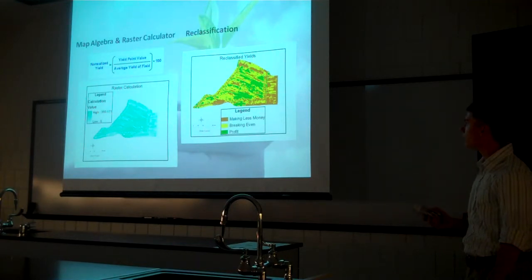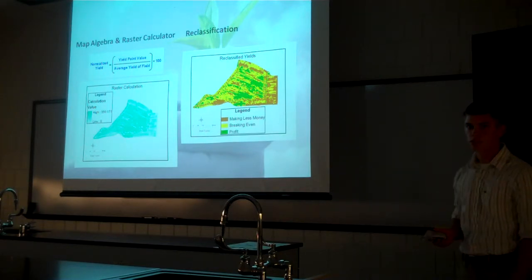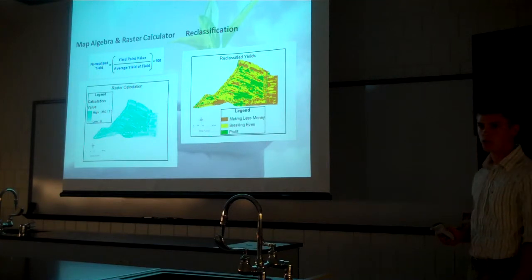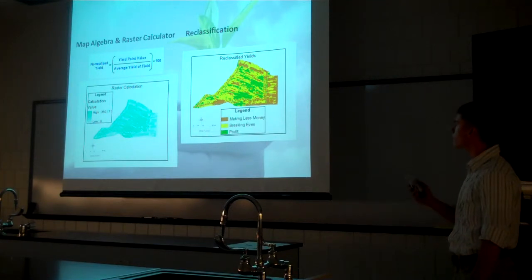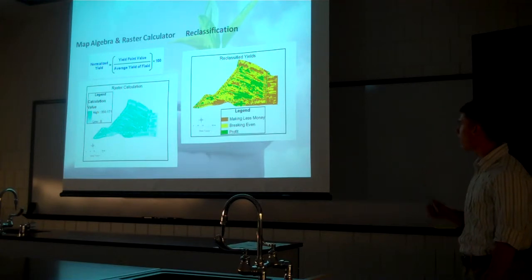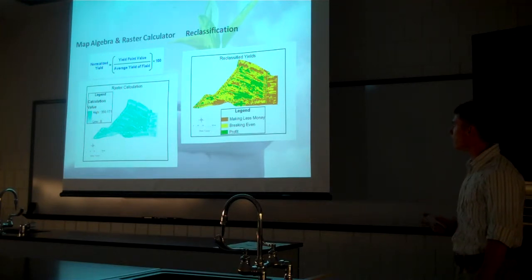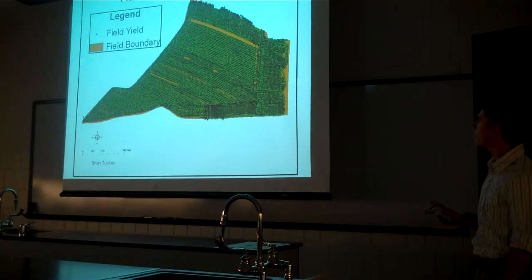I used map algebra, there's my equation. I took my yield points, divided by the average yield of the field, which is about 116 bushels per acre, and then multiplied that by 100. And then I made 3 classes and made that. So then I made them larger so you can see them.